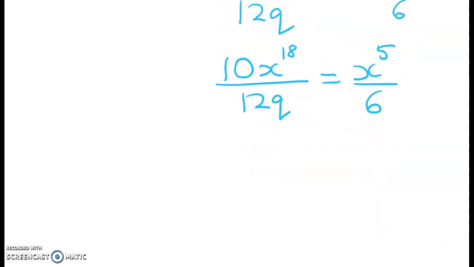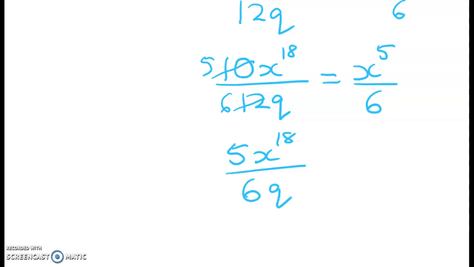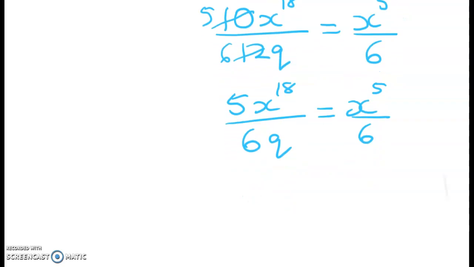There are several ways to go from here. Most people doing this would be doing it by solving the equation and making q the subject of the equation. And we do that a tiny bit in Year 9. That's how I'm going to do this question first. First we can simplify this. We've got 5 here and 6 here. So 5x to the power of 18 over 6q is equal to x to the power of 5 over 6.